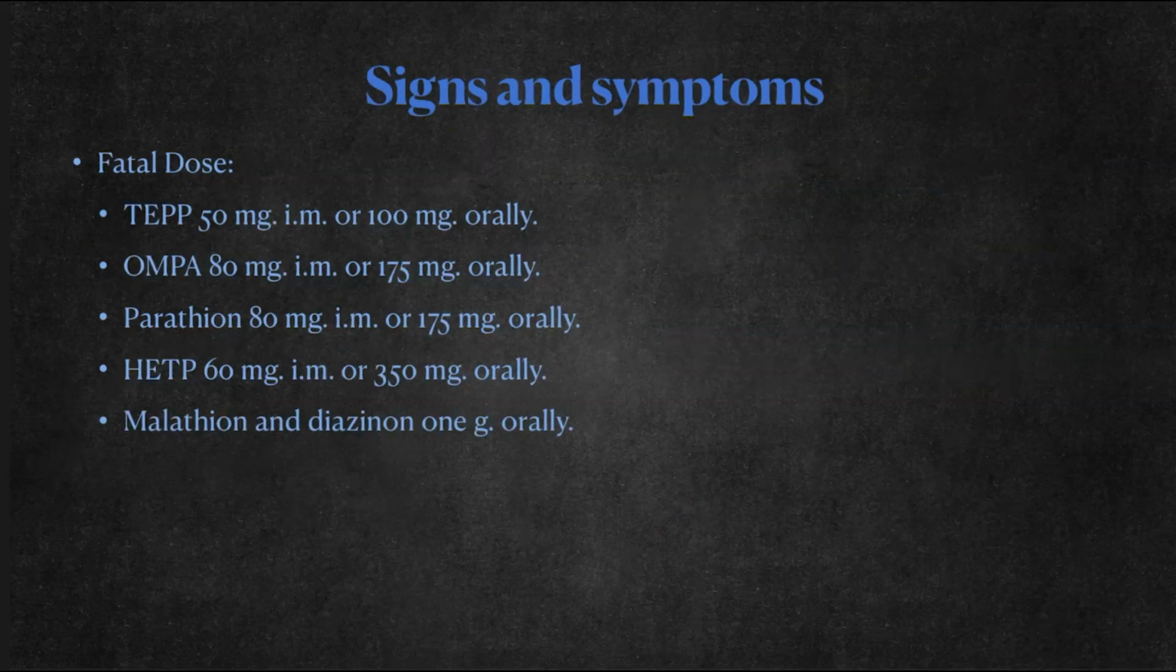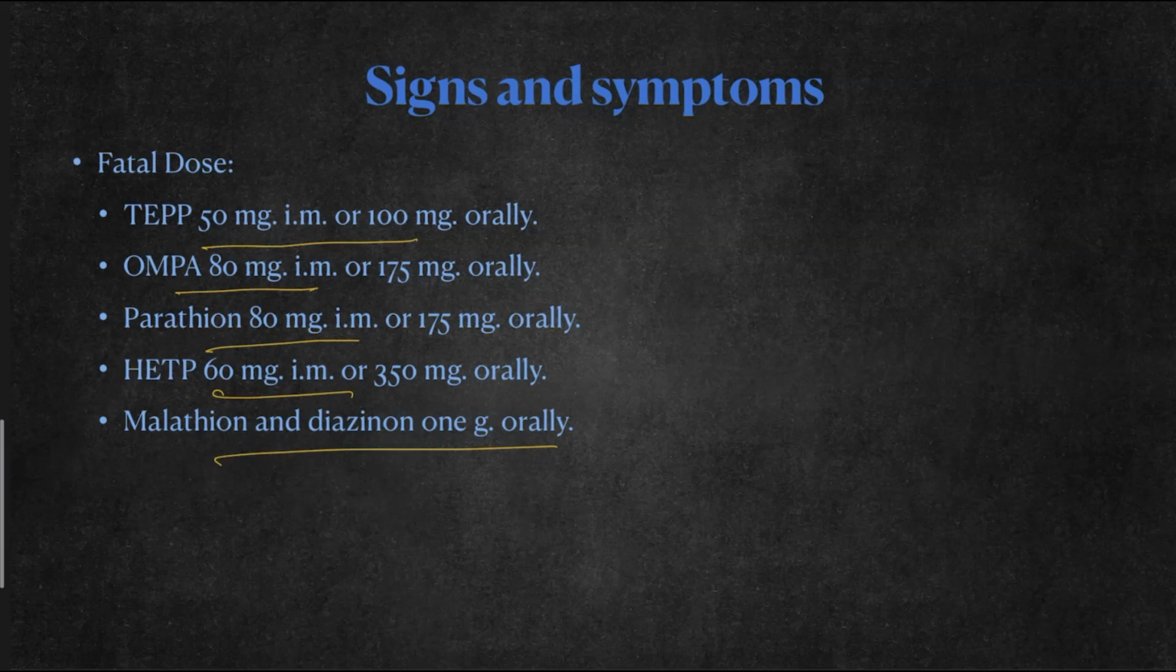Coming to fatal dose. The fatal dose of alkyl groups includes 15 milligrams IM or 100 milligrams orally. OMP is 80 milligrams, parathion is 80 milligrams, HTP is 60 milligrams, and malathion and diazepam, 1 gram orally, are fatal.